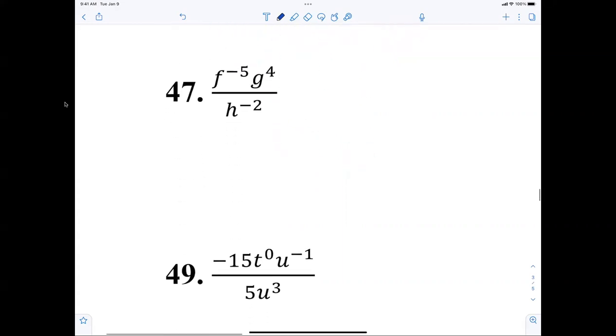Ryan, what am I moving here, please? H3, H2 right there. So the final answer is G4 H squared, with the denominator. Yes, that's how easy. Nothing to it.